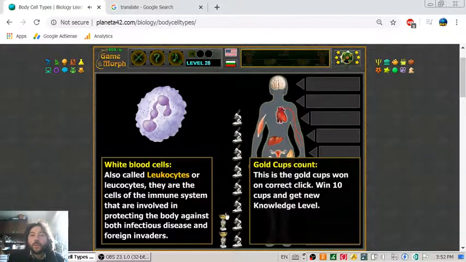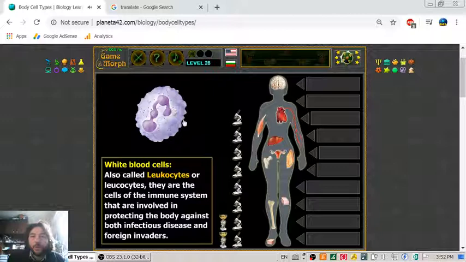So, for a correct answer, we will get one gold cup. This is the gold cup won on correct click. Win 10 cups and get a new knowledge level. So, we have again the white blood cell.